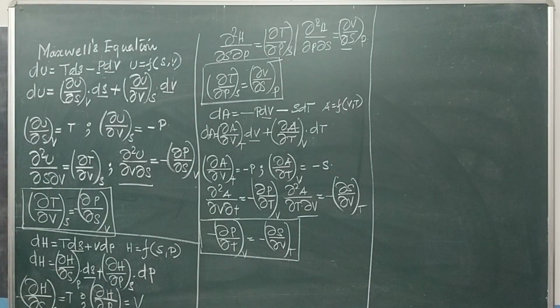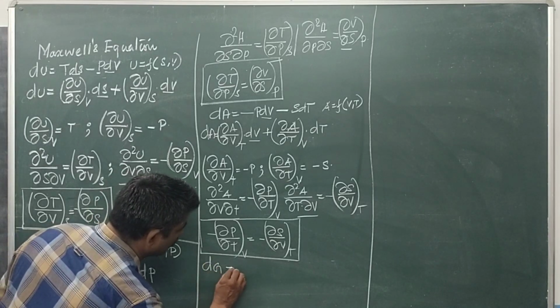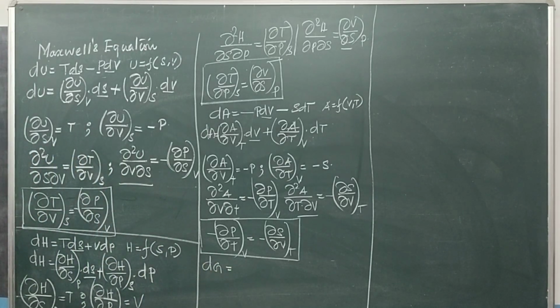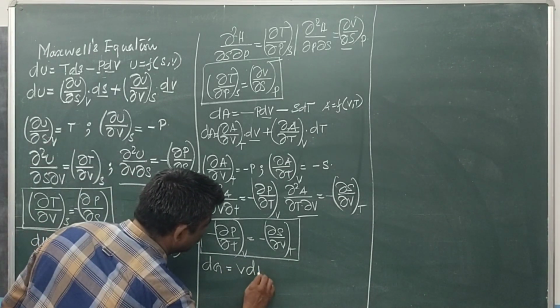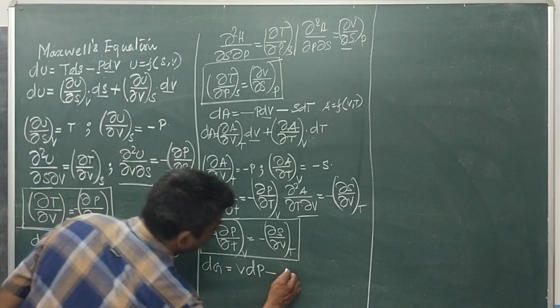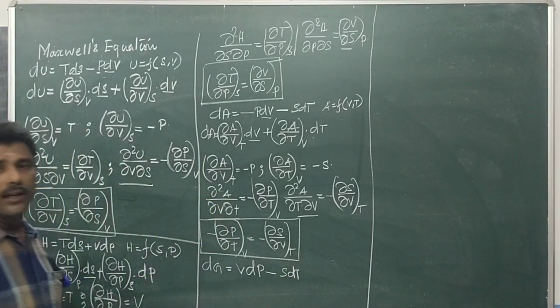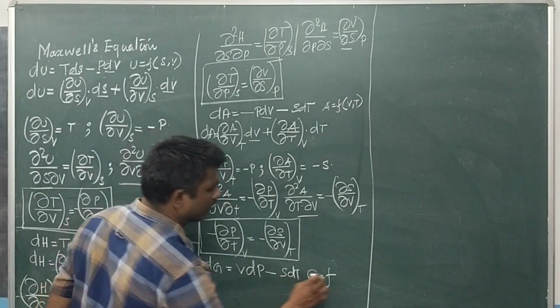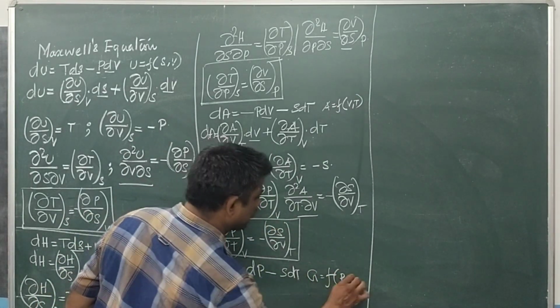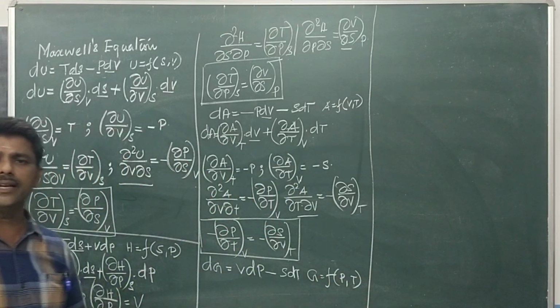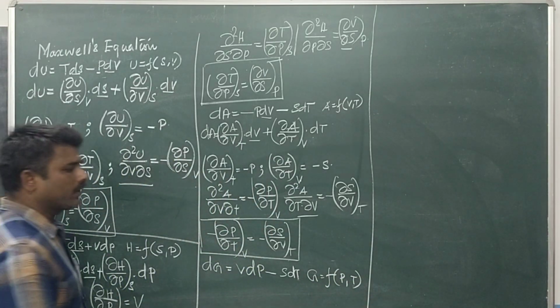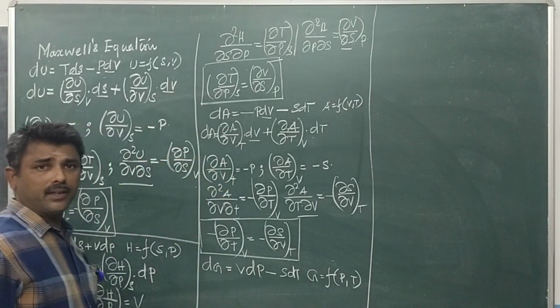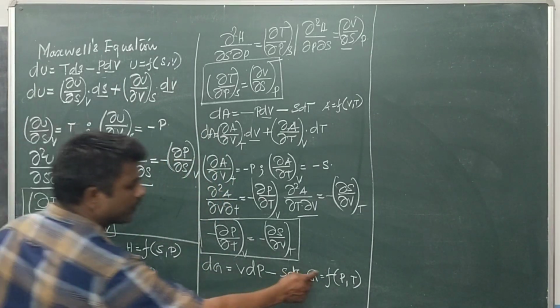Fourth, Gibbs free energy. dG is equal to V dP minus S dT. And Gibbs free energy G is a function of pressure and temperature. Pressure and temperature are the canonical variables for Gibbs free energy.